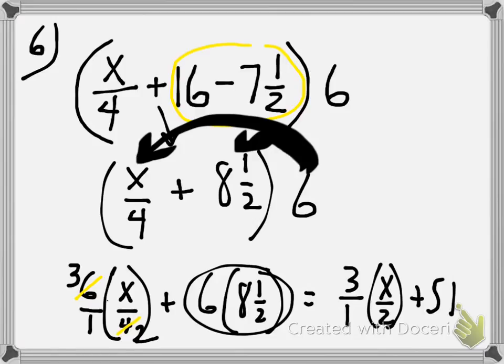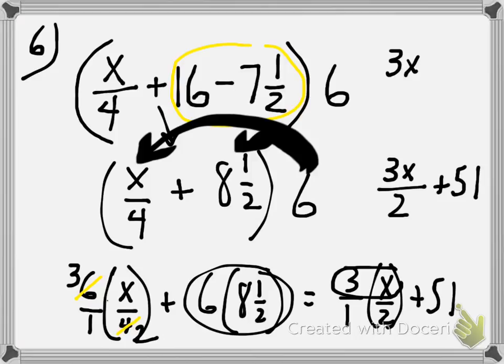Now our next step is to take this and do this multiplication here. 3x, 1 times 2 is 2, plus 51. Now, on the problem, they said if you had 3x over 2 plus your length, what would be in the blank? And the answer would be 51.